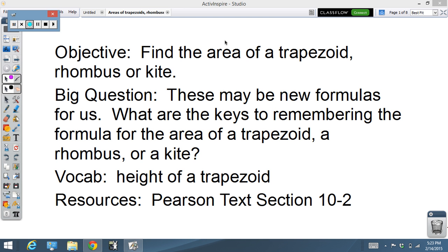Hello, Yuma. We are going to be working out of section 10.2 today, finding areas of trapezoids, rhombuses, and kites. I think you're going to like this one. All right, let's get right into it.